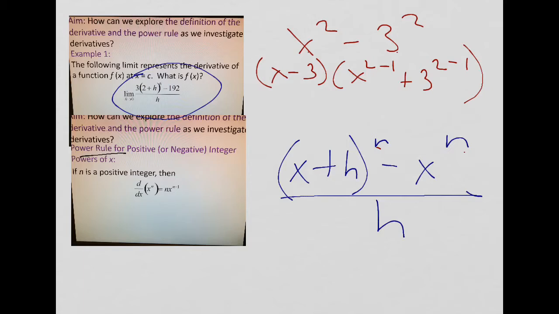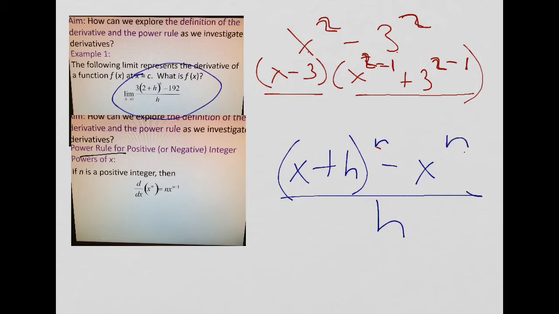Okay, it's the difference of two perfect squares. This is x minus 3, and this is x plus 3. But I wrote it with the exponents being 2 minus 1. Okay, so we're starting with 2. And again, 2 minus 1 here. So it's a way in which we can factor the difference of two perfect squares.